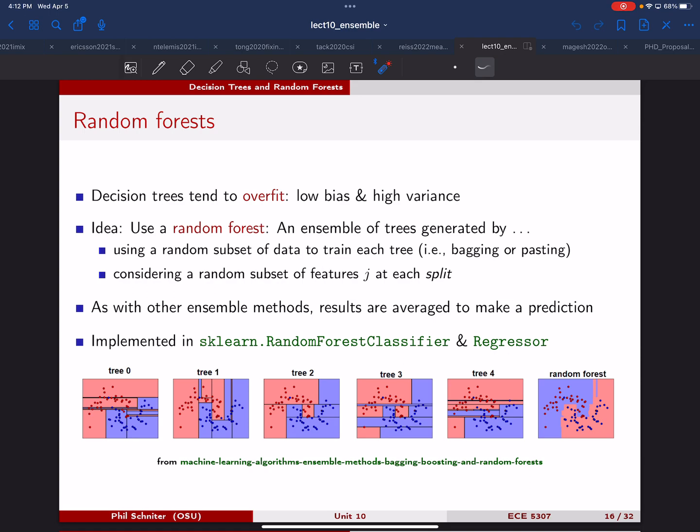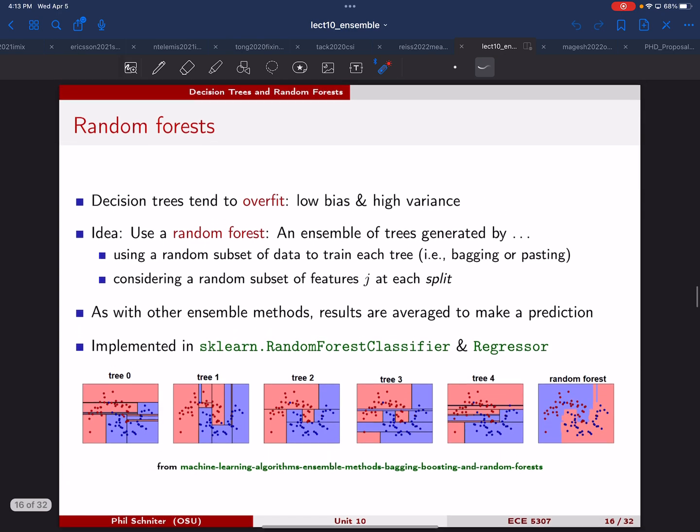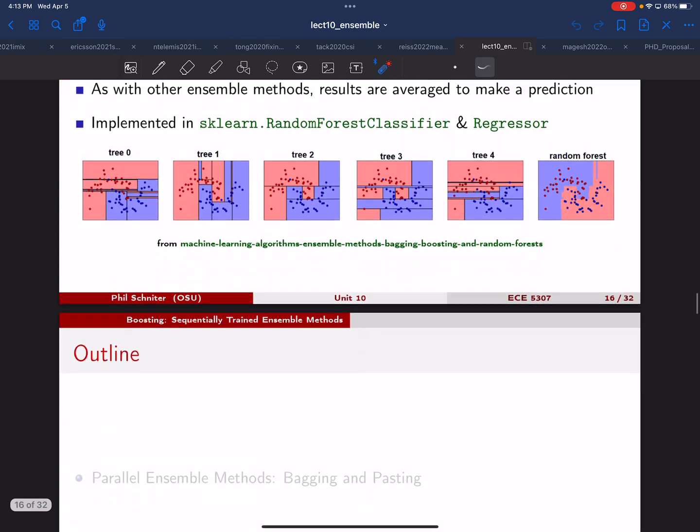I'll post some resources, or maybe I'll include them in the notes, that get into some of the important parameters to tune if you're trying to make a random forest work as well as possible. Okay, but I won't talk more about them now.